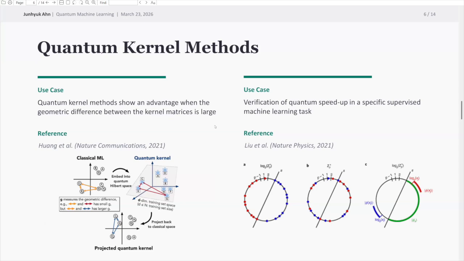And also, we need to check if this is actually realizable. Actually, we need to check if there is a quantum supremacy in this type of quantum machine learning algorithm. So Liu et al. from IBM published a paper in Nature Physics in 2021, solving a problem derived from the discrete logarithm problem. They showed that using quantum kernel methods, they can exponentially speed up the problem-solving process.